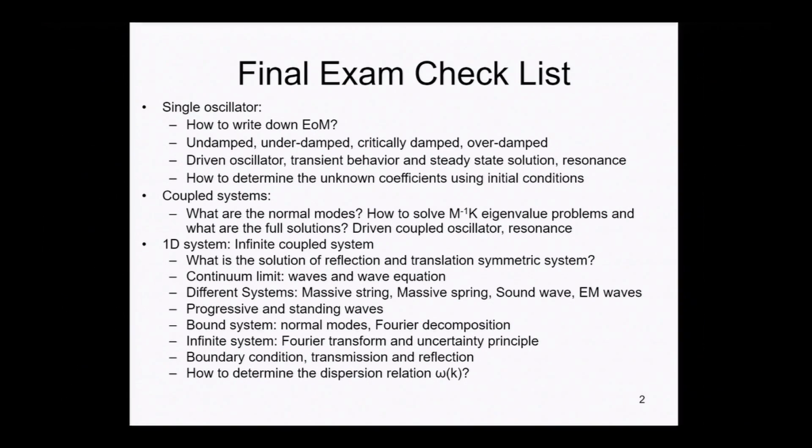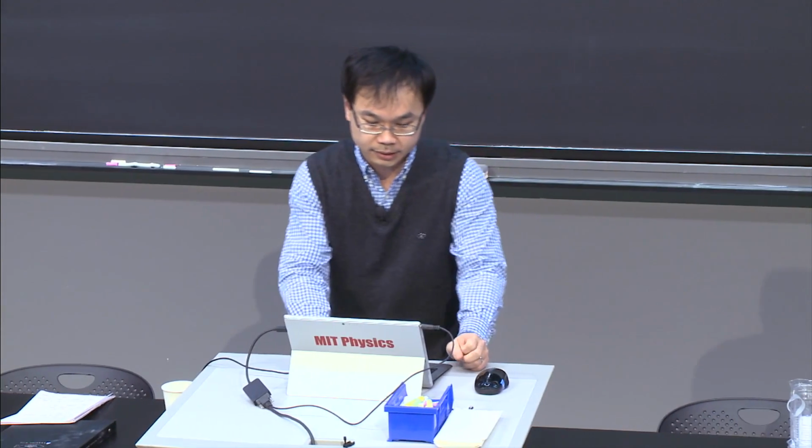And we learned to apply boundary conditions so that we constrain the possible wavelengths of the normal modes. And therefore, we also learned how to put a system all together. And finally, how to determine the dispersion relation, which is omega as a function of k, the wave number.